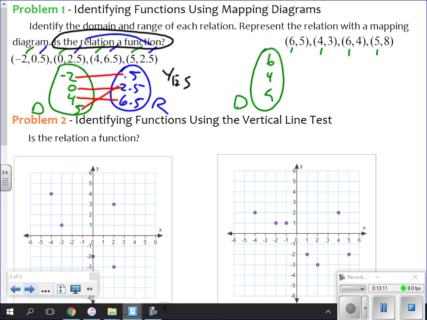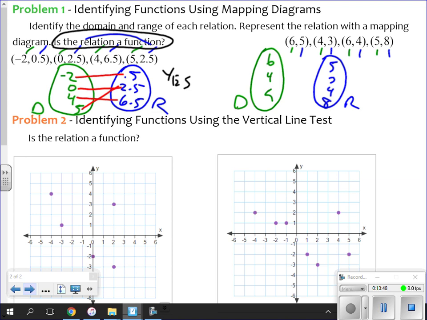Do the same thing for your range. Remember the range are my what? My y values, right? So in my range circle, I put in 5, 3, 4, and 8. Does that make sense so far? It's not difficult, but you have to be careful and pay attention to what you're doing.